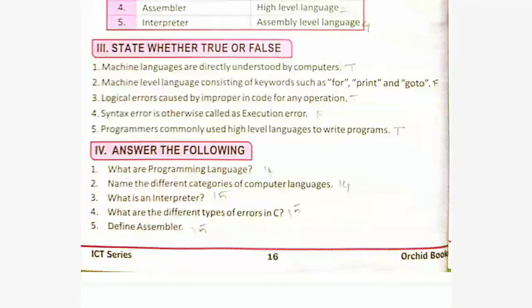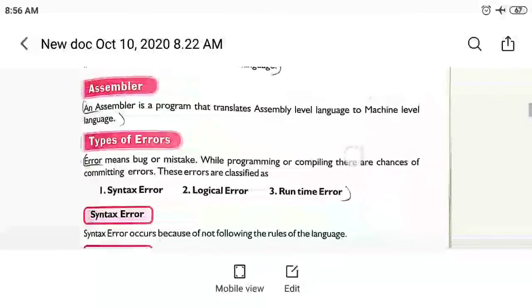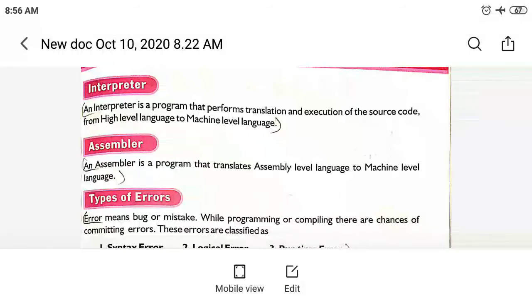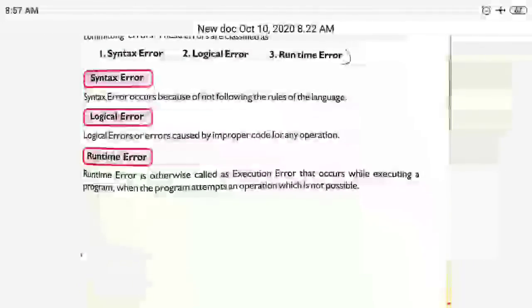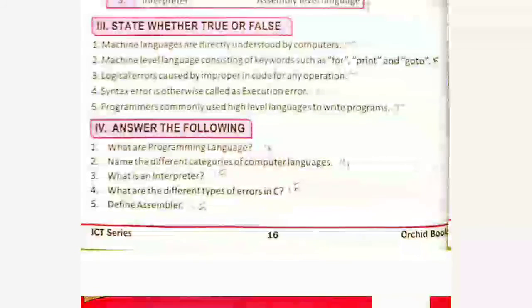Next one, third one, what is interpreter? Page number 15. Interpreter is a language that performs from there to machine level language. Page number 15, the first two lines. Next is define assembler.